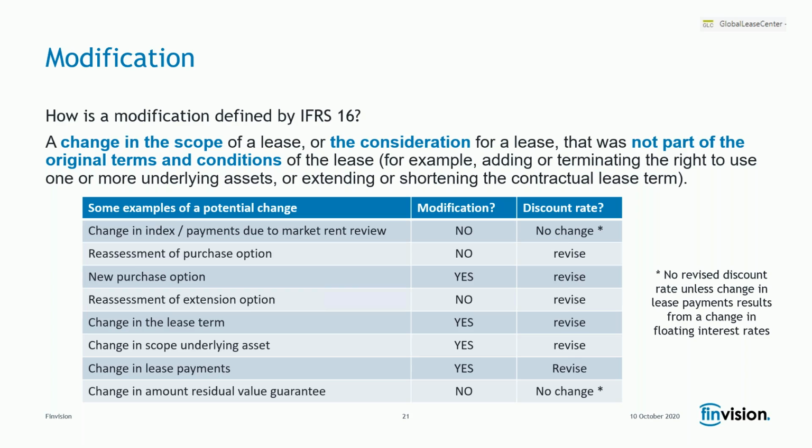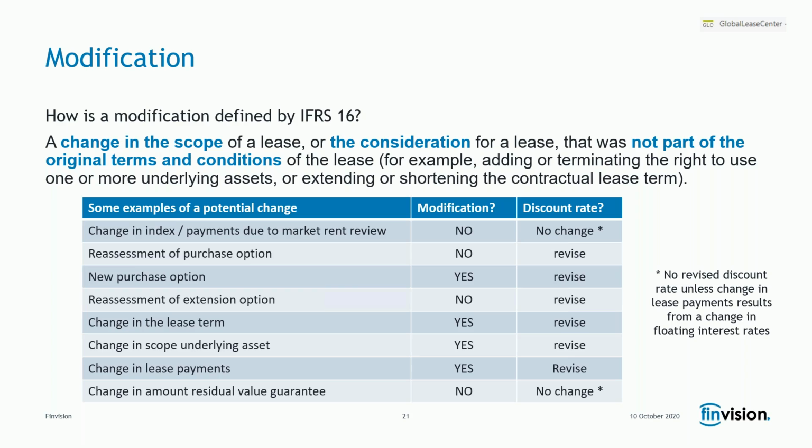Additionally, a new floor, for example, that's a change in scope of the underlying asset. It can also be an addition, or it can also be a reduction or a decrease. So it's also a modification. A change in the lease payments, yes, modification, revise. And then you may have certain residual value guarantees.